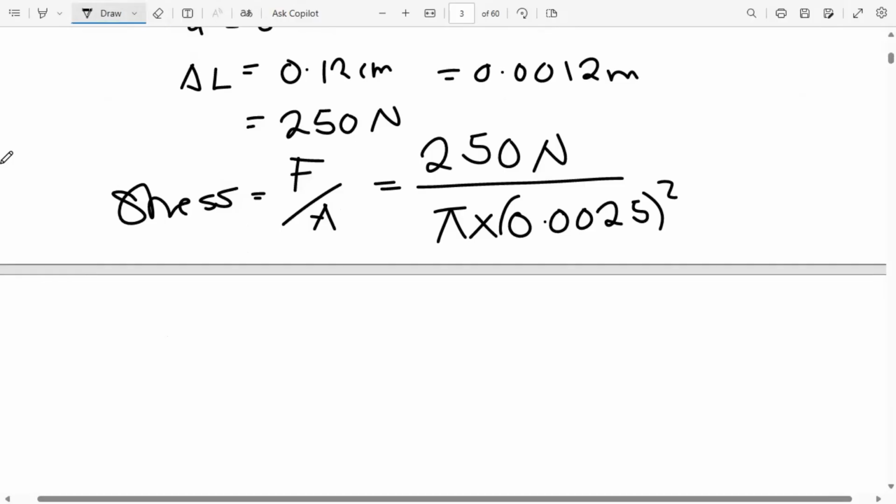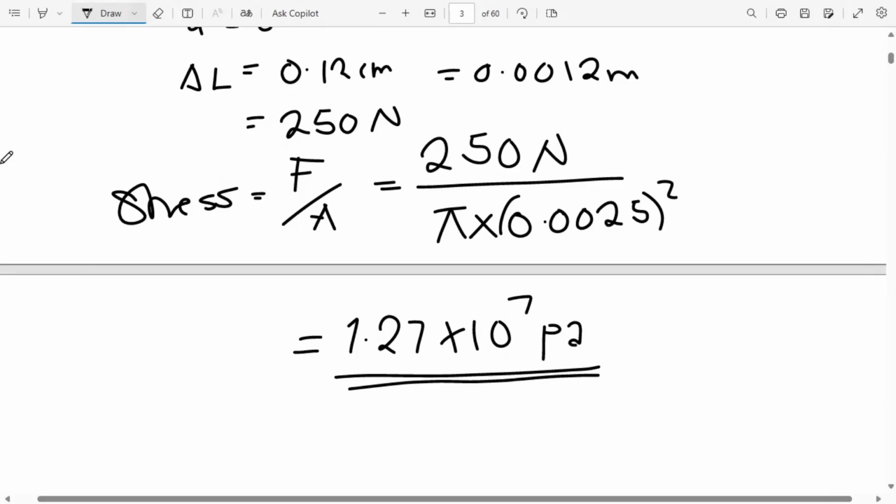So I'm going to say my stress is equal to 250 divided by pi multiplied by r squared. And this is going to give me a value of stress of 1.27 times 10 to the power 7 pascals.